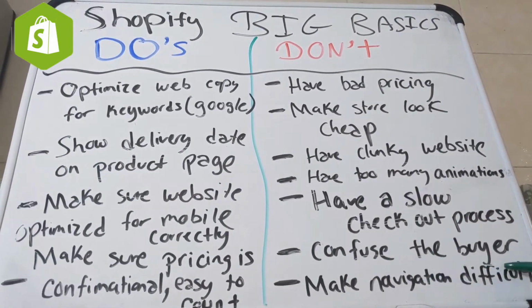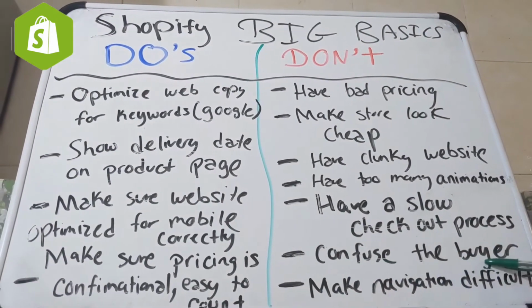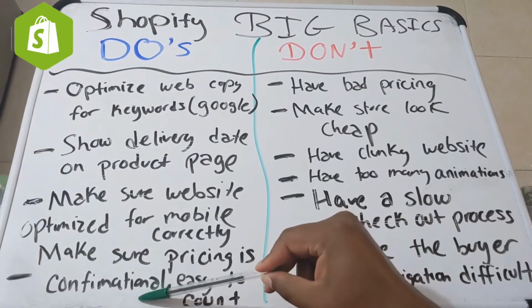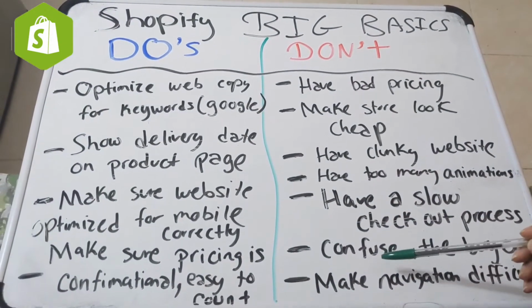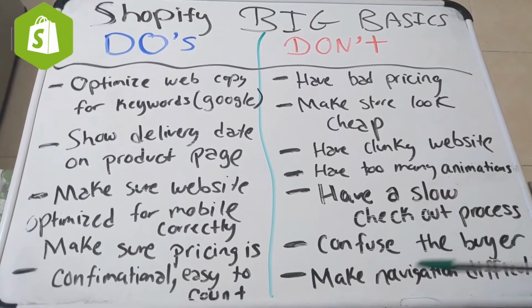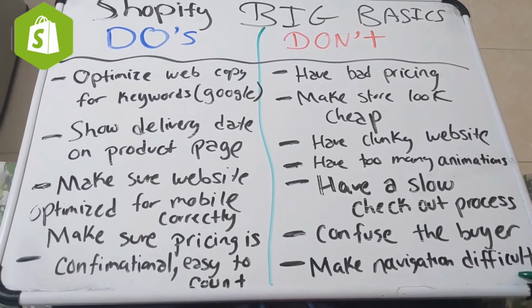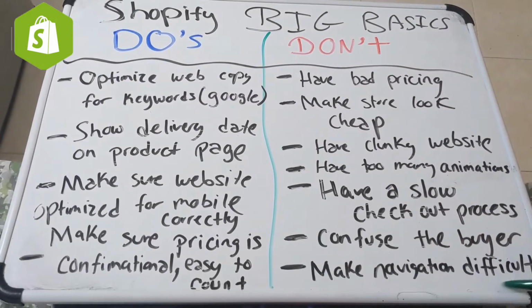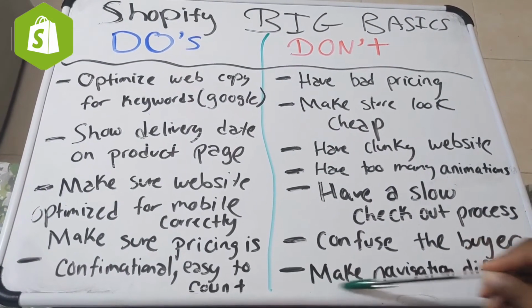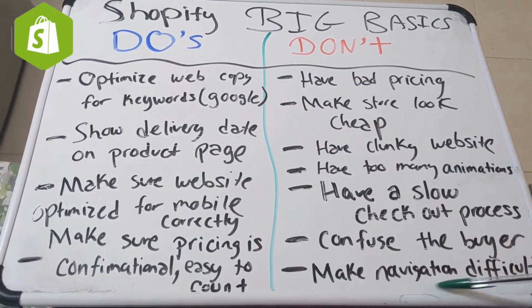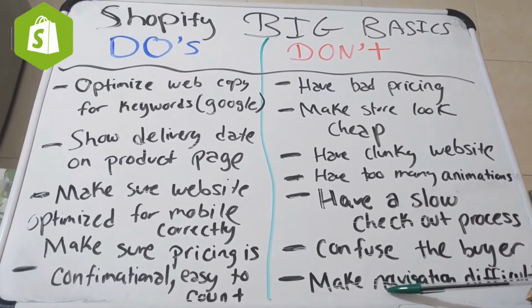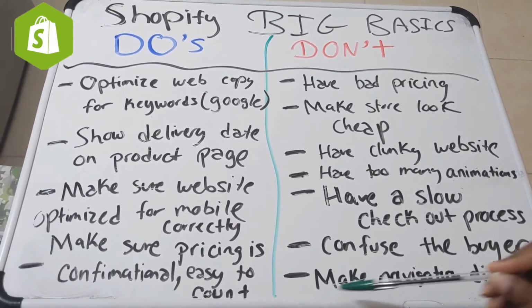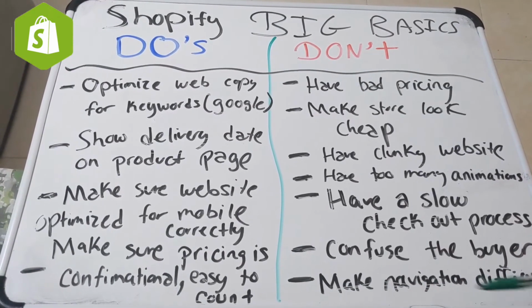Don't confuse the buyer. A confused mind doesn't buy. It goes back to confirmational pricing, where it's easy to buy in their brains. So as few clicks as possible, right? Don't make the navigation on your website difficult. Make it as easy as possible so they can move around easily, and it's fast, and they see other products they want while they're browsing around, and it's easy to buy.